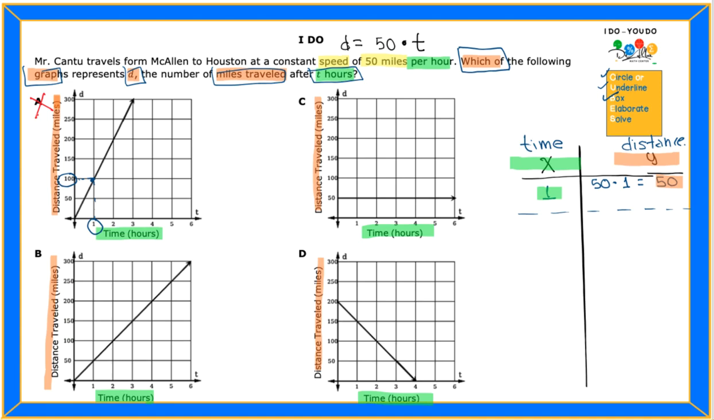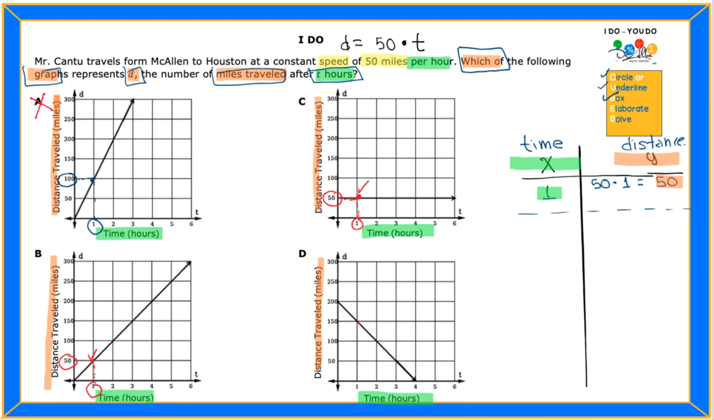Now let's look at B. When x equals 1, right here, y equals 50. So far so good. This point is working, just that point. Now what about C? When x equals 1, y equals 50. Okay, this point here is working. Now let's check letter D.